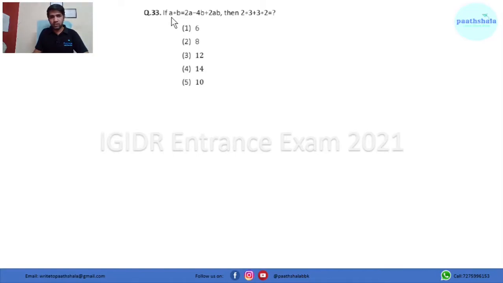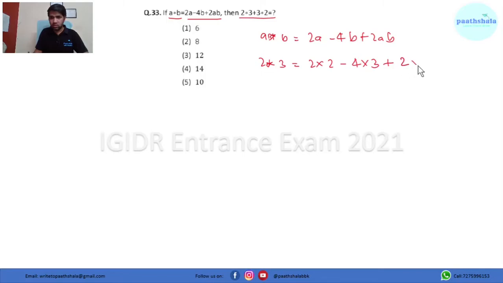Here we can see that a star b is defined as this. Now we have to find the value of this. So a star b value is 2a minus 4b plus 2ab. First we find the value of 2 star 3. This will come out to be 2 into 2 minus 4 into 3 plus 2 into 2 into 3. So this will come out to be 4 minus 12 plus 12. So 12 and 12 get cancelled out. The value will be 4.